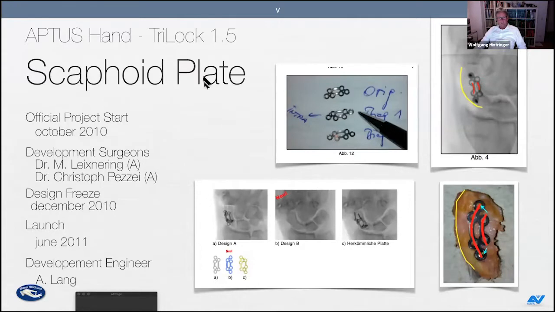The scaphoid plate we developed with Medartis. You see here different shapes. We created different shapes. The development surgeons were Dr. Martin Leixnering and Dr. Christoph Pezzei, and there was a design freeze in December 2010, and that plate then was launched in 2011.